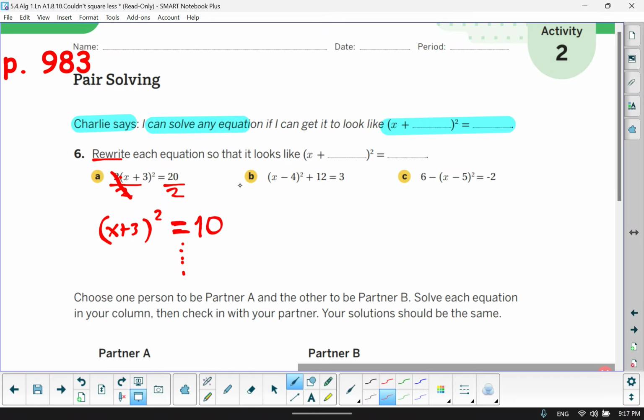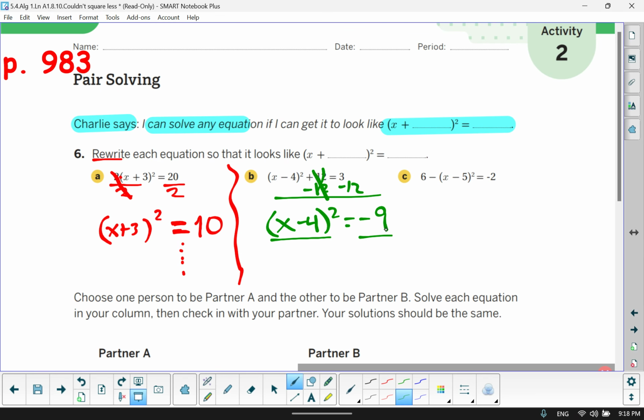All right, let's take a look at problem B. Again, we want it to look like something squared equals something. Inside the parentheses, we have the x minus 4, but outside we have this plus 12. Let's go ahead and eliminate that plus 12. And now we're in business again. Pause for just a second and listen as we go along. This one's going to be a little trickier because I surely want to get rid of that 6, but that 6 is a positive, ladies and gents. Now, look what that leaves me with.